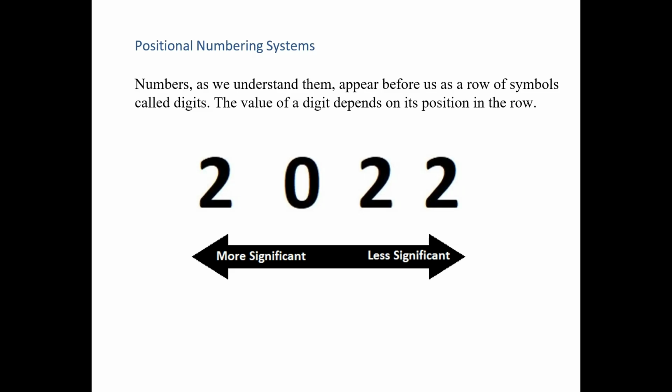Numbers, as we understand them, appear before us as a row of symbols called digits. The value of a digit depends on its position in the row, with the least significant to the right and the most significant to the left. Since the position of a digit matters in this way, this is known as a positional numbering system.